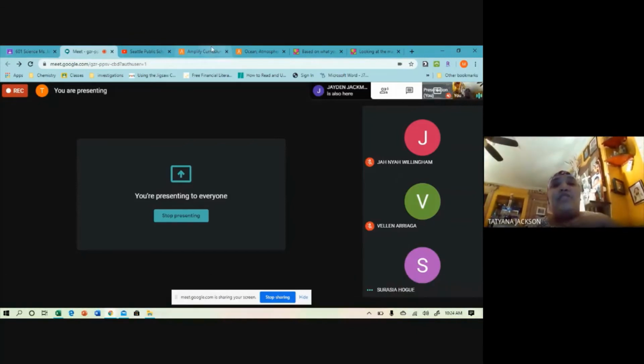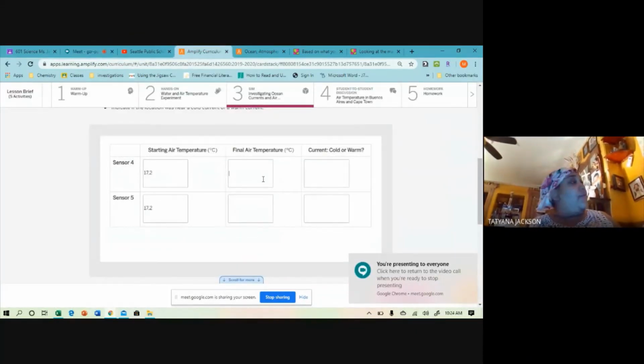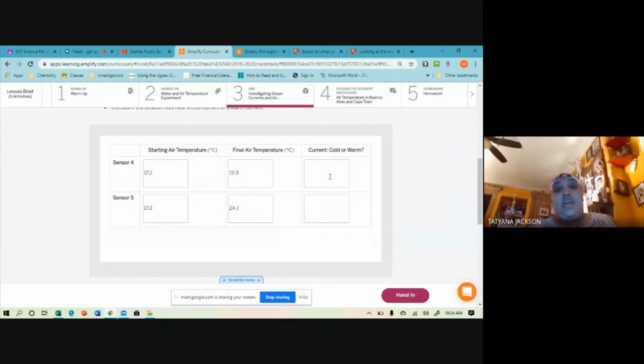So Miss Jackson's going to post her really terrible looking chart later. But for right now, she's going to show you what that looks like on Amplify. So my final air temperature was 19.9, might help if I write numbers right, 19.9 and 24.1 respectively. And so this is a cold current.